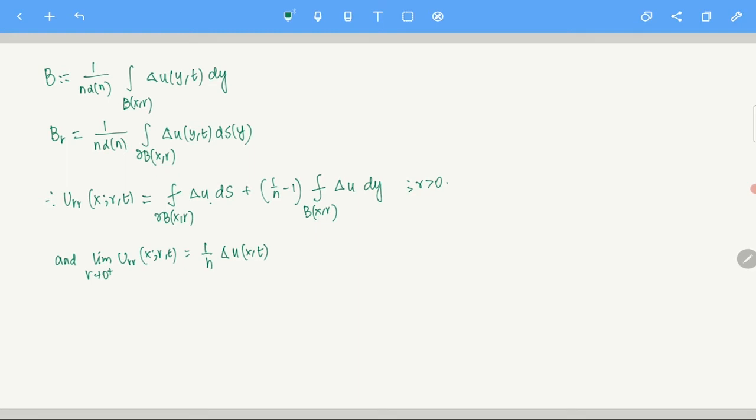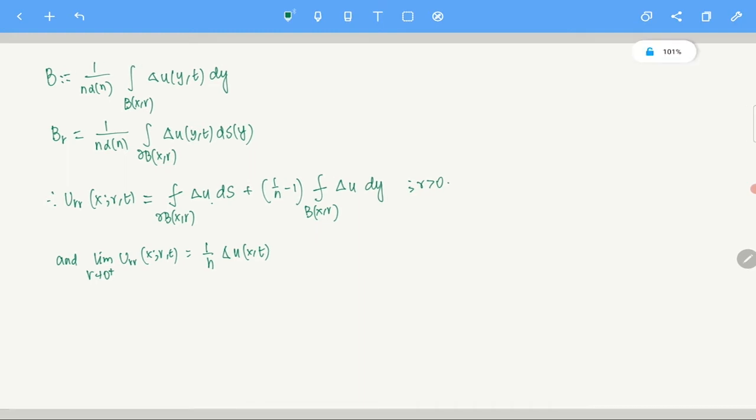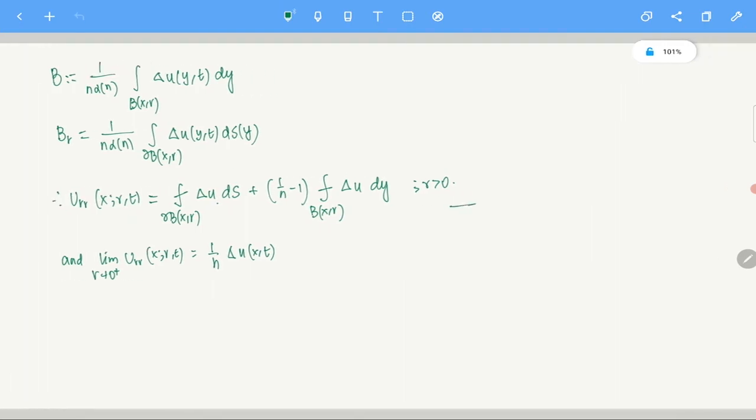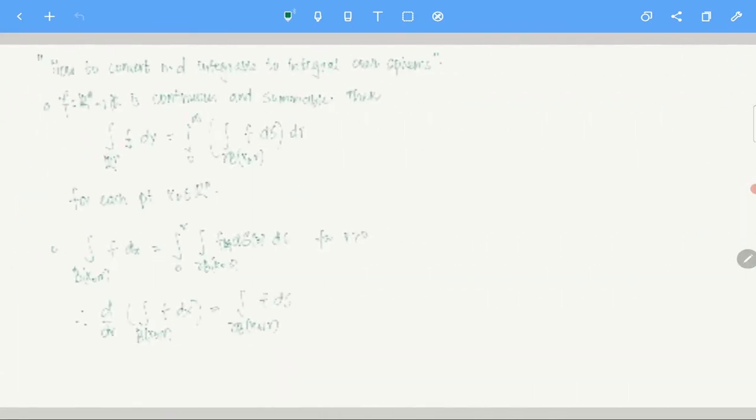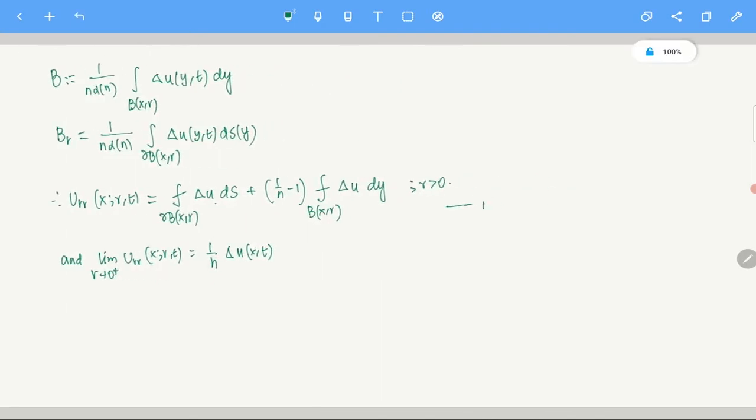So now this is a formula for u_rr. Let's call it, I don't know, how did we call it? 3 is there, so let's call it 4. Clear? Okay, so now you can use 4. Using 4, one can calculate u_r, and then you go on doing this.